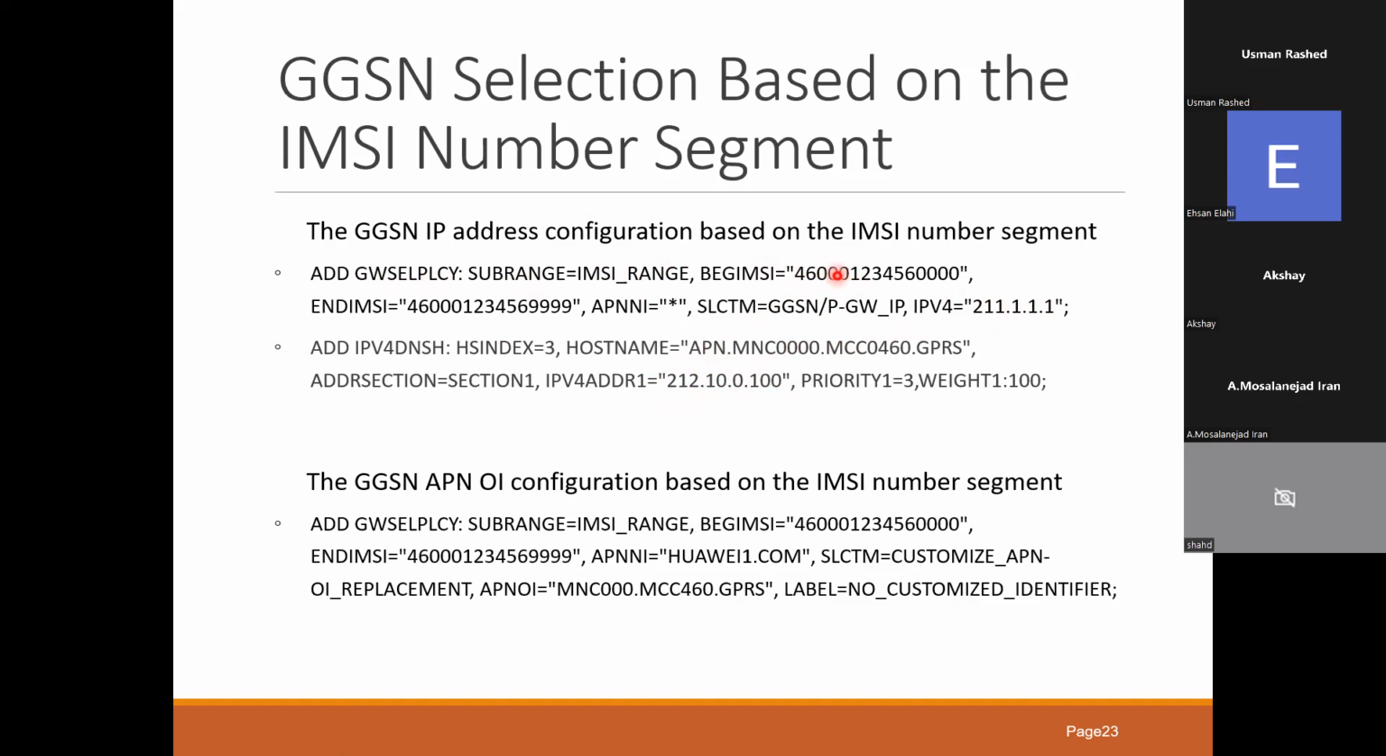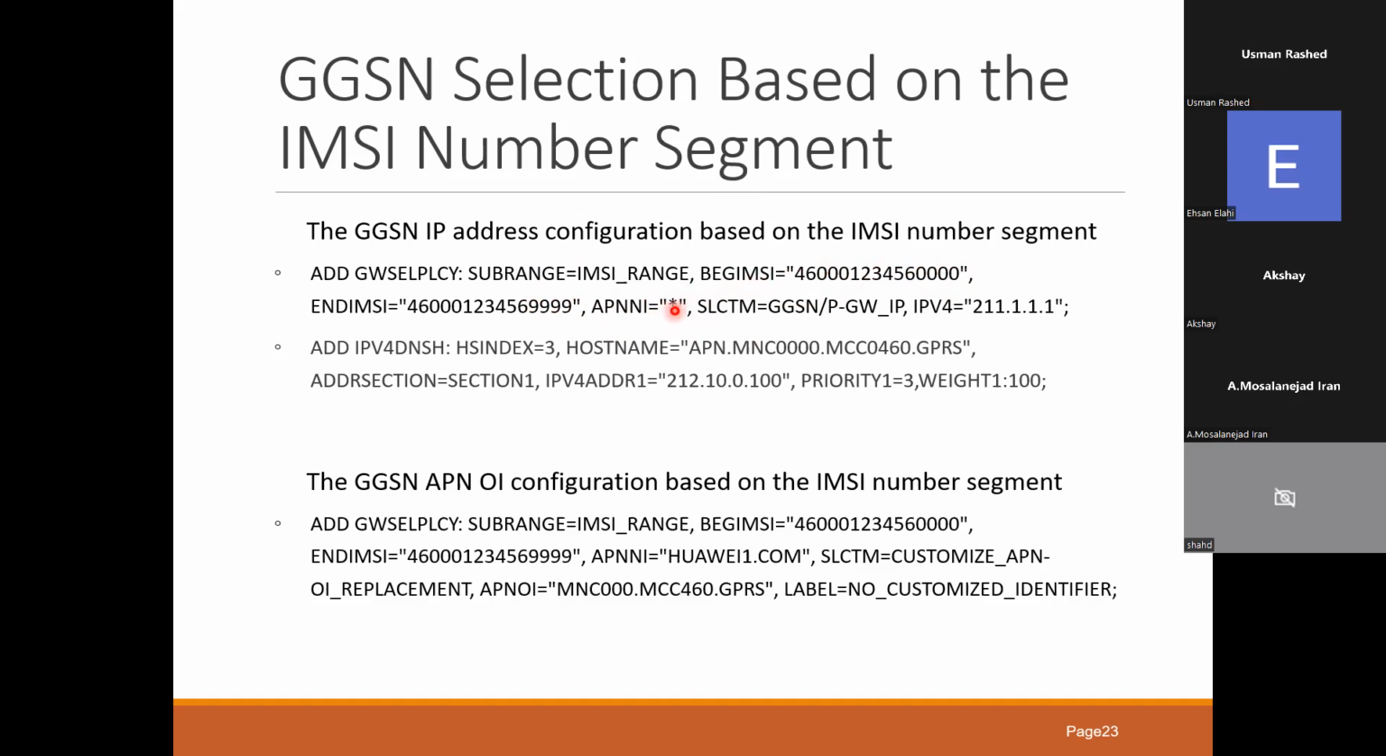In case it is just for a single IMSI, you're going to select the subscriber ranges IMSI range, and the begin IMSI and end IMSI are going to be the same. In case you need to route traffic for 10,000 IMSIs, so starting from 60000 till 69999, all those IMSIs which lie in between this range and are bearing any APN.